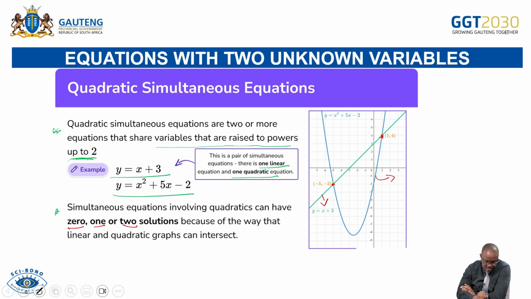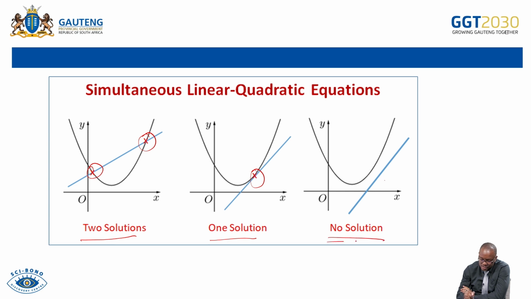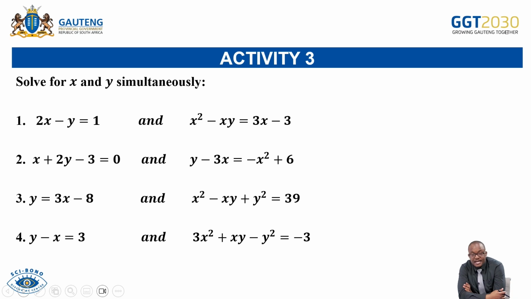So now, let's look at graphically what we are talking about. So, simultaneous linear and quadratic equations. 2 solutions is when the graphs intersect twice. And 1 solution is when we call it a tangent. Remember, a tangent to a curve, it's only touching once. Then whenever there is no intersection, it means there won't be any solution. So those are quadratic equations there.